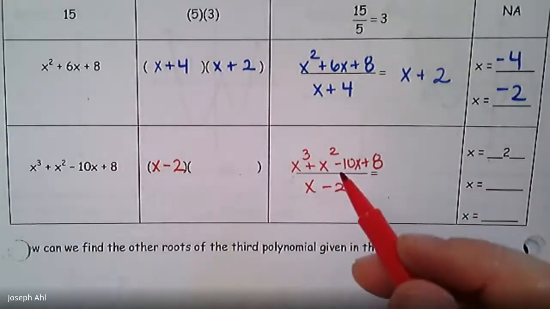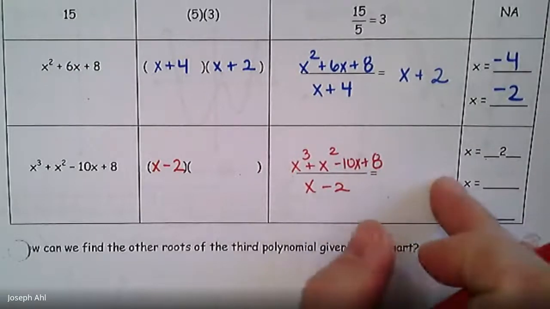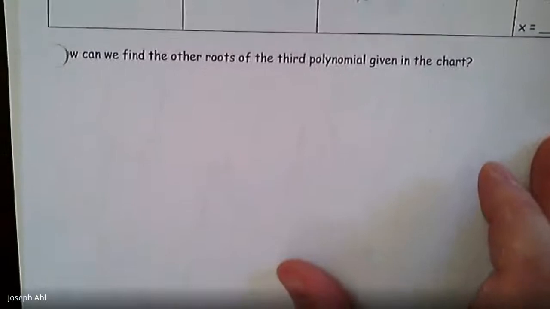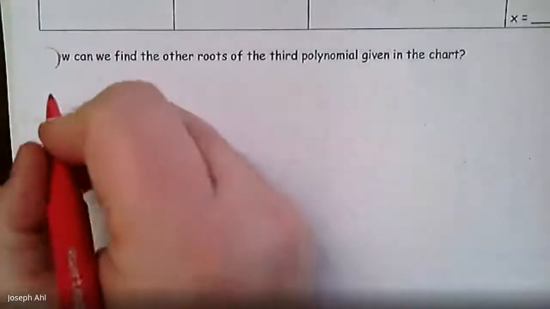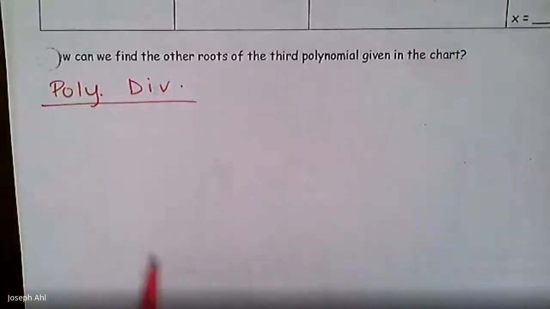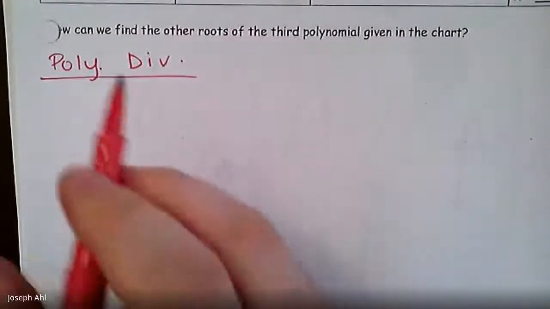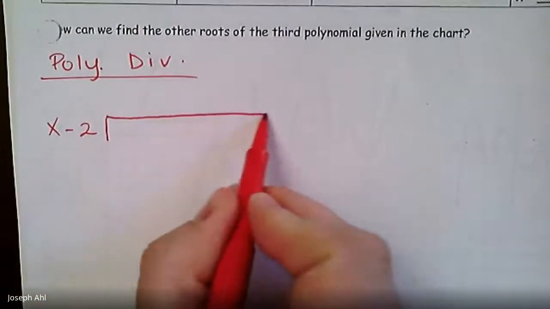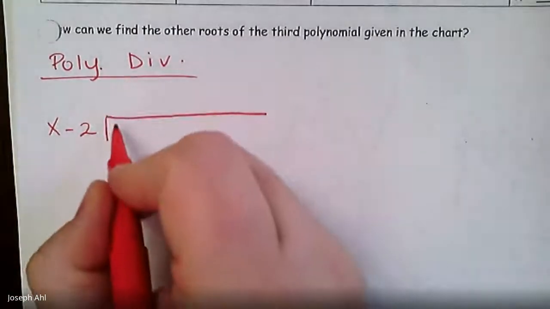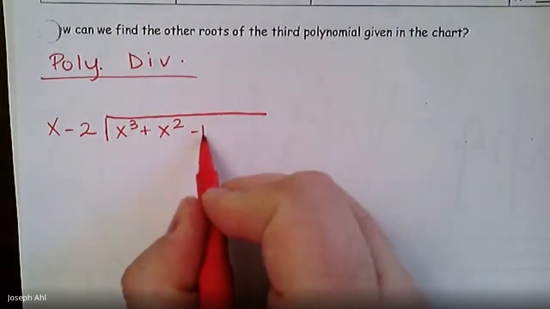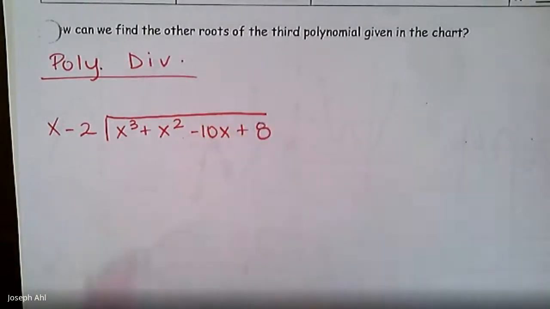So how are we going to actually find what that quadratic result is? Well, we're going to do the long division process. So polynomial division is something that you would have learned how to do in Algebra 2 last year. So let me recap what that process looks like for you. We're going to take x minus 2, and we're going to divide that into the cubic x cubed plus x squared minus 10x plus 8.